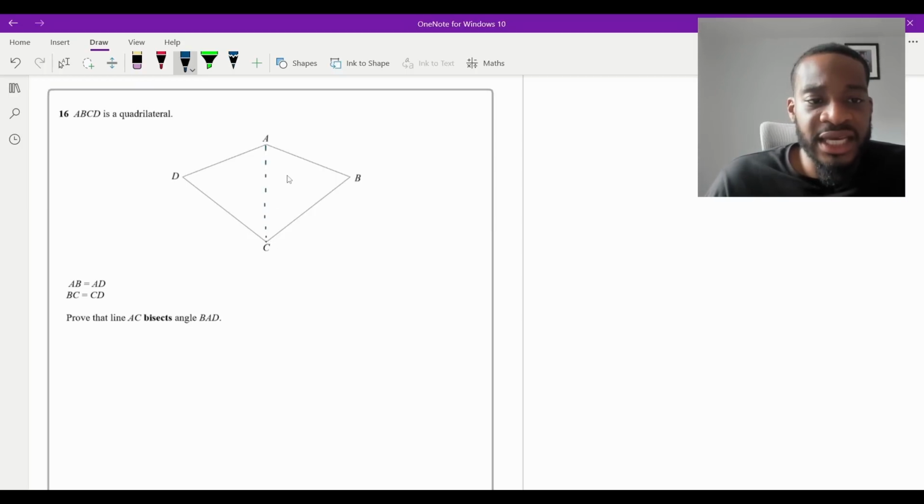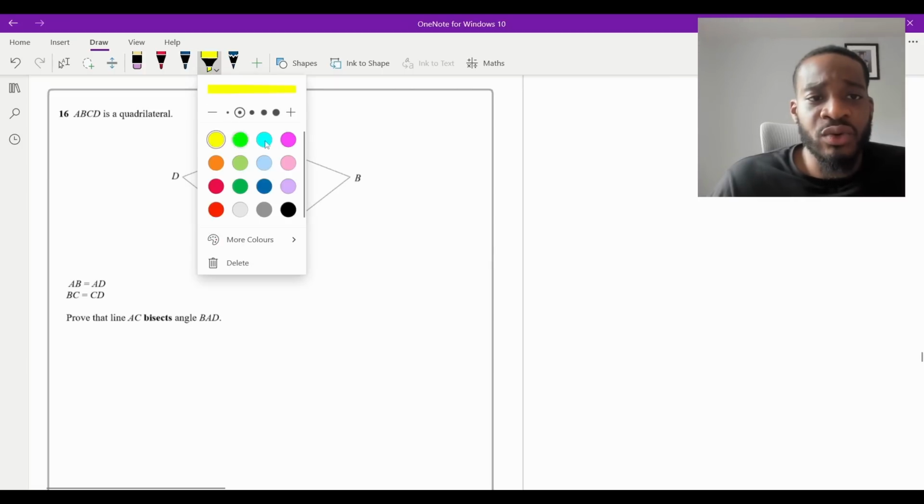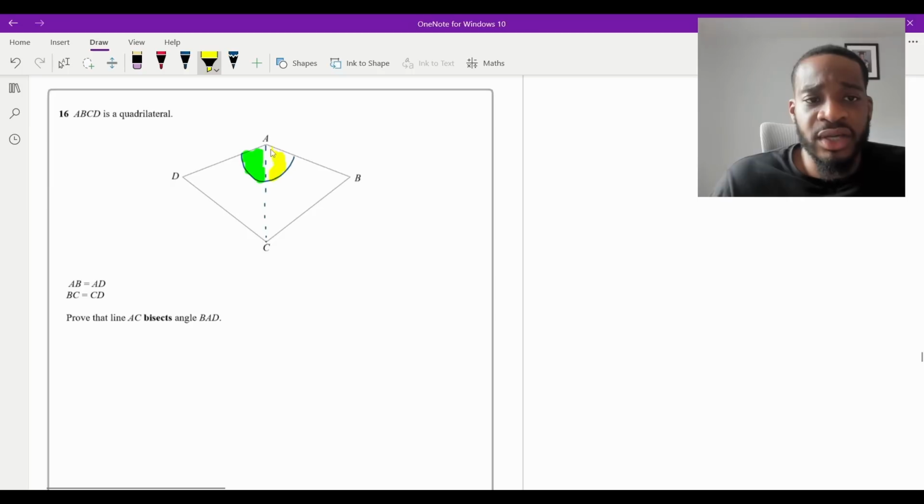And the angle BAD is going to be this one, like that. And we need to prove that this line bisects this angle. Well, if it bisects the angle, then that would mean that this angle on this side, in green, would have to be the same as this angle on this side, on the right, right? Because it's splitting it down the middle, if it is bisecting it.